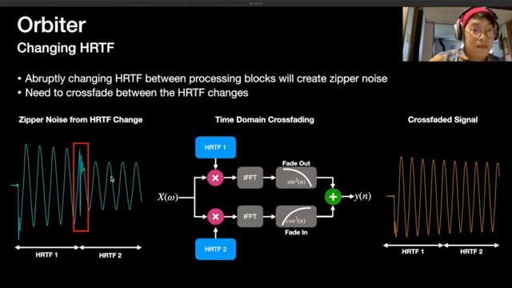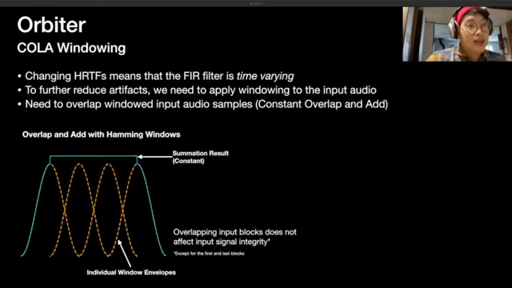It turns out, however, that this actually isn't quite enough to completely remove the clicks and the zipper noises. To resolve that, we need to make two small modifications to the way that we perform overlap and add. One of them is to window the input signal blocks. Windowing inputs is a common technique used, especially when the filter characteristics are time varying, which is the case when we move the audio source around.